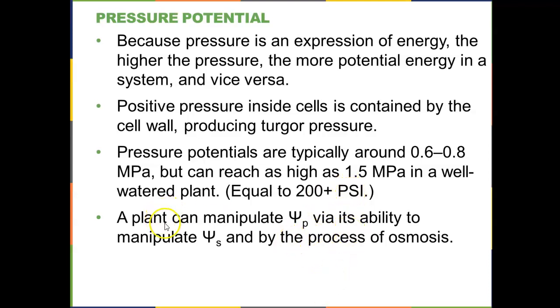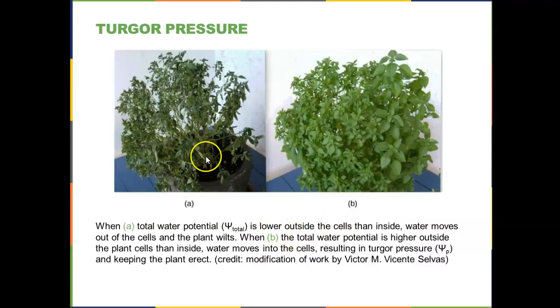So the key way in which plants can manipulate the movement and pressure of water is to change the solute concentration in that water. Wilting plants, turgid plants. Wilting on the left, turgid on the right.